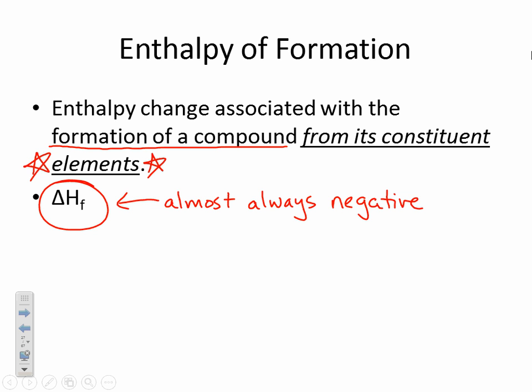If you ever see a compound that has a positive delta H of formation, that actually indicates that the compound is pretty unstable because it's at a higher energy when it's bonded than when the elements are separated.